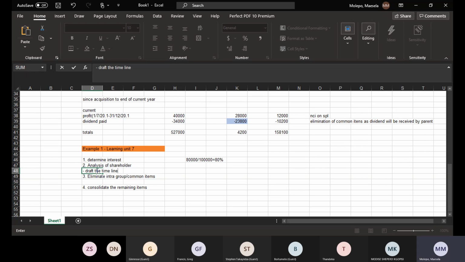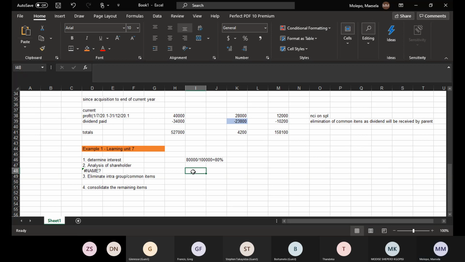You draft the timeline so that you can check how your analysis of shareholders will be. So in terms of our timeline, the acquisition was made when, or we can start with the financial year. The financial year is running from 1 July 2003 to 30 June 2004. That is our fin year.